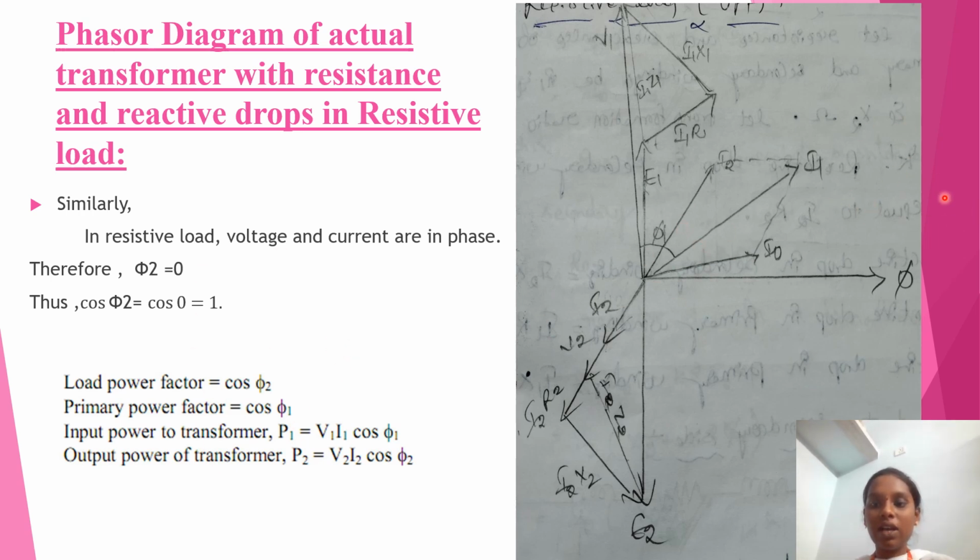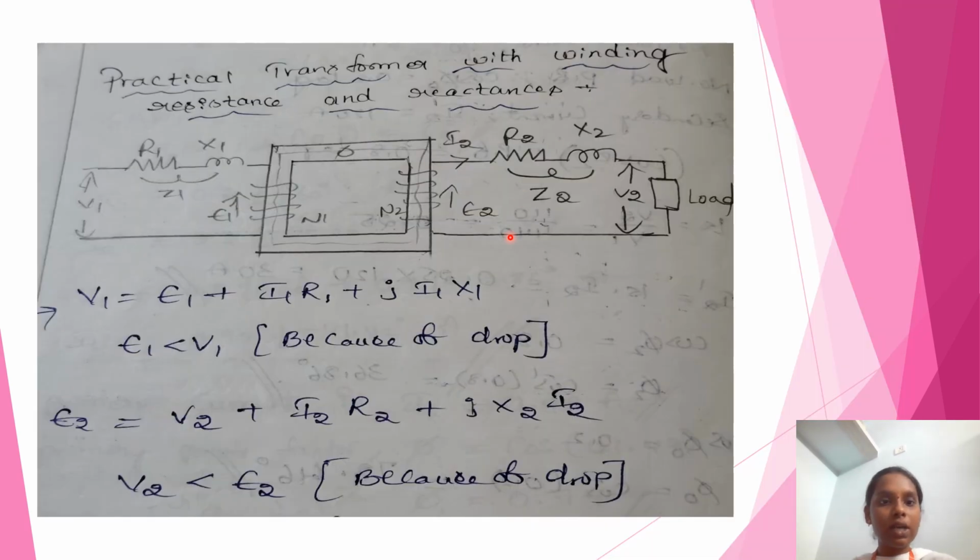So these are the phasor diagrams under inductive load, capacitive load, and resistive load, considering resistance and reactance drops also. Next, coming to the equivalent circuit parameters. Compared to E1, V1 is greater. In the case of the secondary, E2 will be greater compared to V2. This is because of the drop. These are the equations of the primary side. These are the equations of the secondary side, referred to the secondary side.